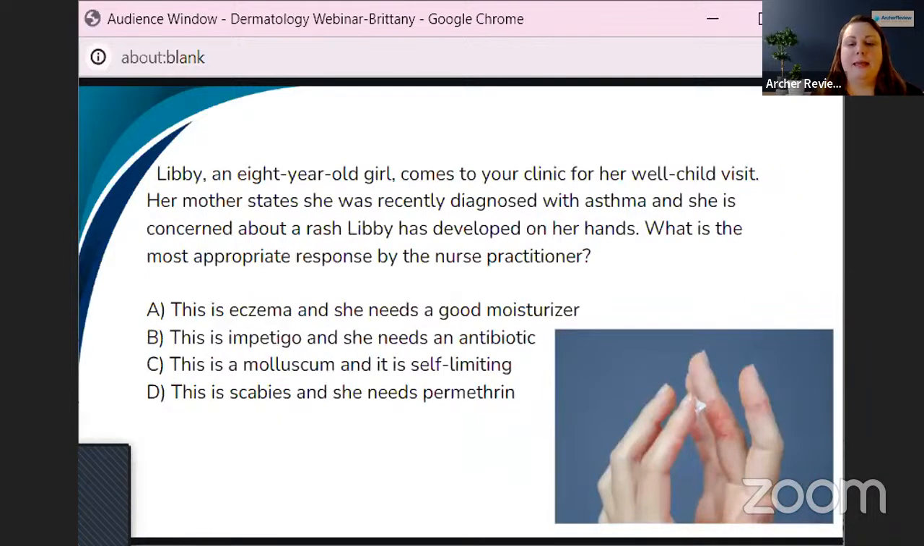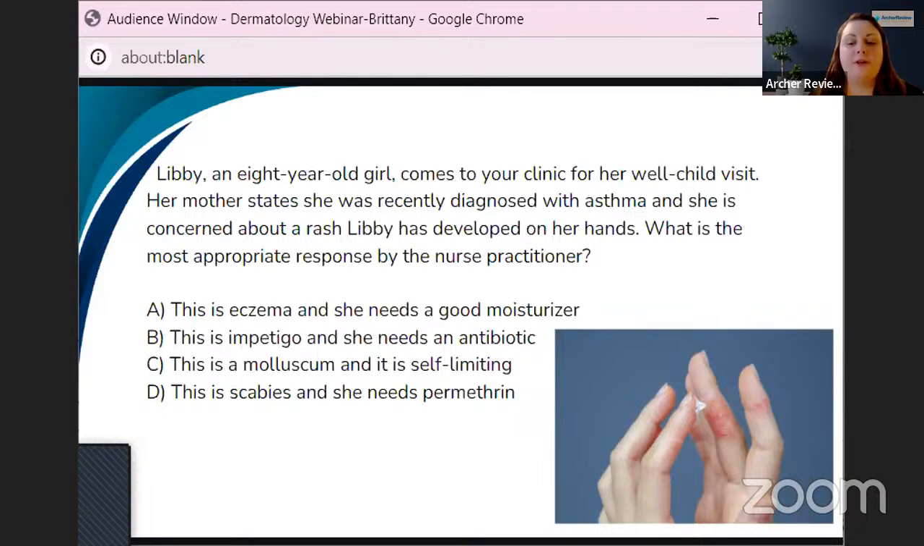Okay. So Libby, an 8-year-old girl, comes into your clinic for her well child visit. Her mother states she was recently diagnosed with asthma, and she's concerned about a rash that Libby has developed on her hands. What is the most appropriate response by the nurse practitioner? Anybody have any good responses? So A, this is eczema, and she needs a good moisturizer. B, this is impetigo, and she needs an antibiotic. C, this is molluscum, and it's self-limiting. D, this is scabies, and she needs permethrin.